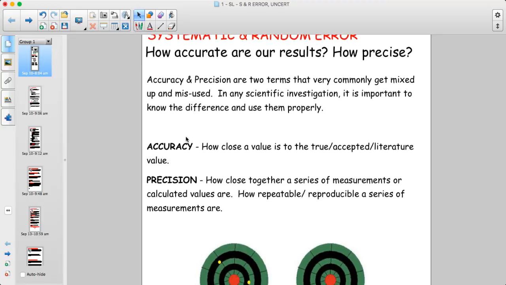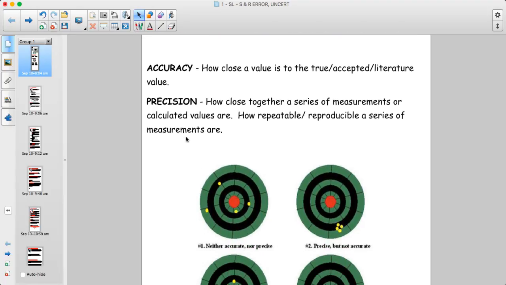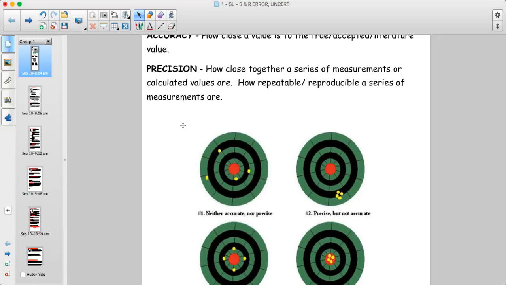I see it all the time in lab reports and people using them in class. I probably do them myself, but it's very important that we can tell the two apart. So accuracy is how close the value is to the true or accepted or the literature value. Those are all different terms we use for the true value. Whereas precision is how close together a series of measurements or calculated values are. You can also think of it as how repeatable a series of measurements are.